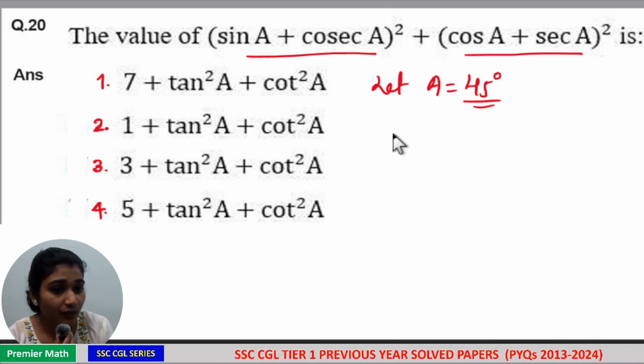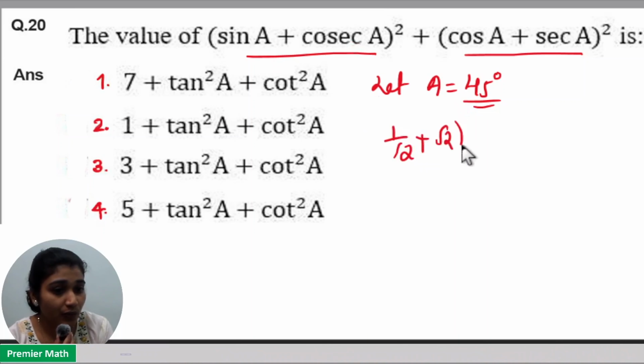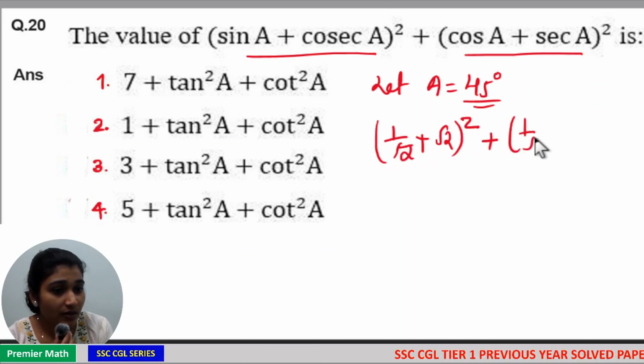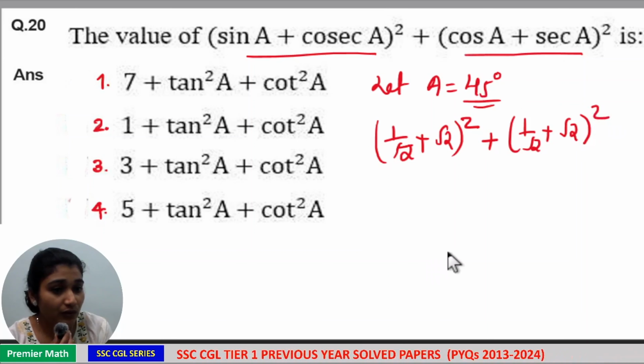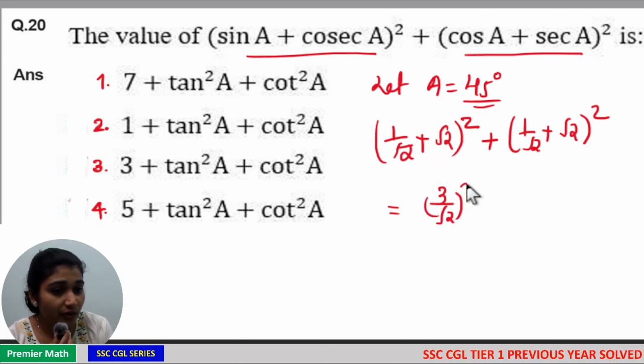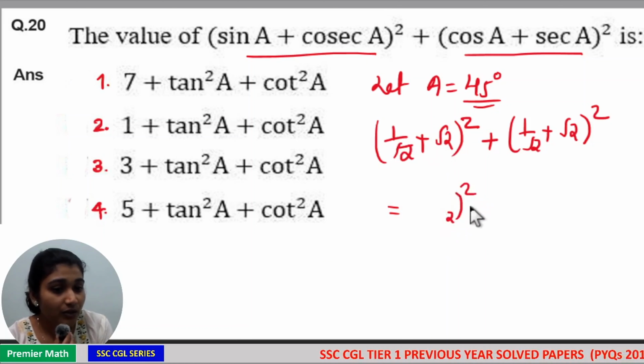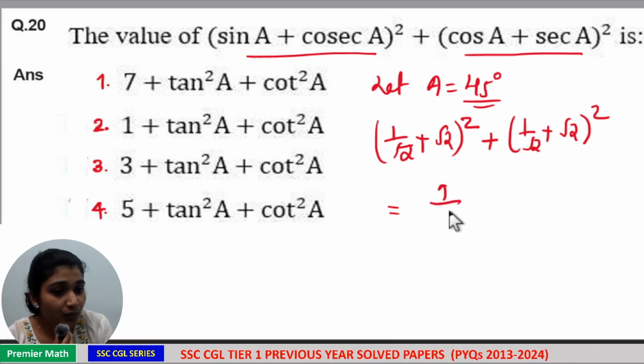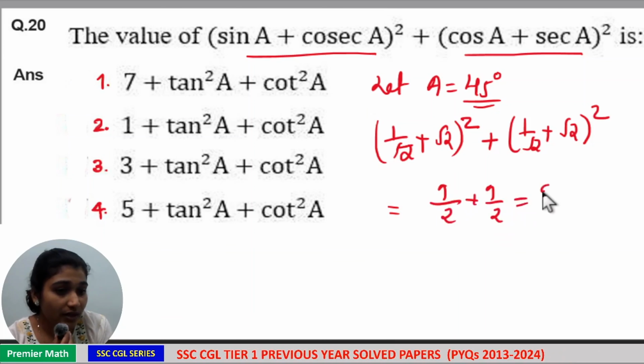Now substitute the value of A. Here sin 45 becomes 1 by root 2 and cosec 45 means root 2. So (1 by root 2 plus root 2) whole square, plus this is also (1 by root 2 plus root 2) whole square, because sin 45 is equal to cos 45. Now this is equal to root 2 into root 2 is 2, 2 plus 1 is 3. (3 by root 2) whole square means 9 by 2. So 9 by 2 plus 9 by 2 means 9.